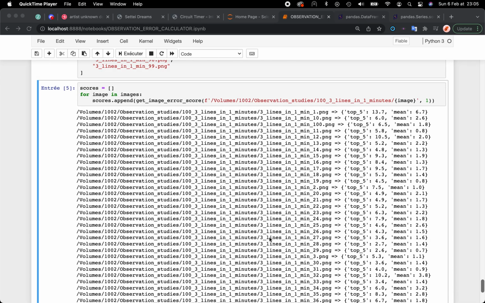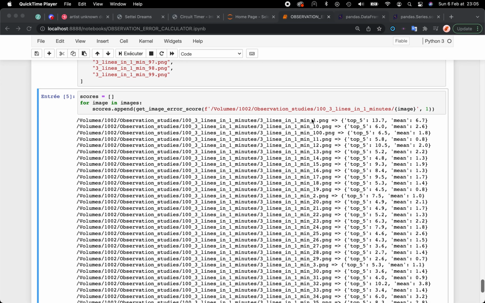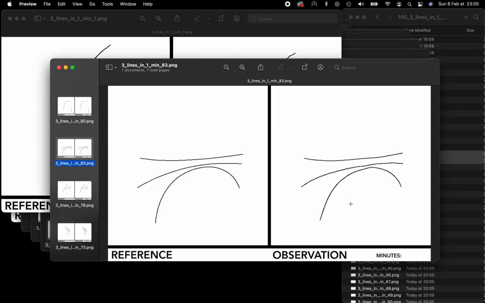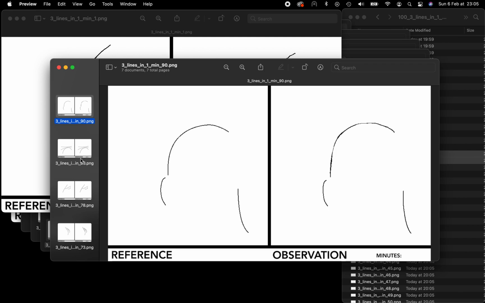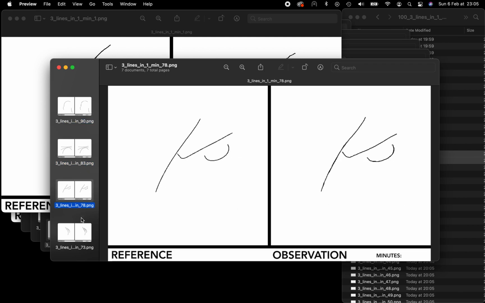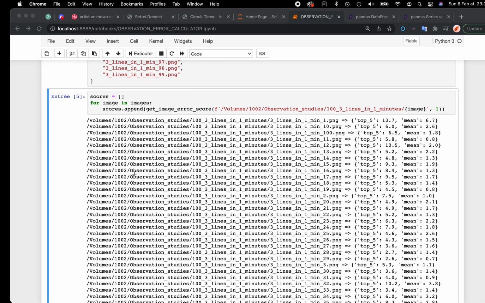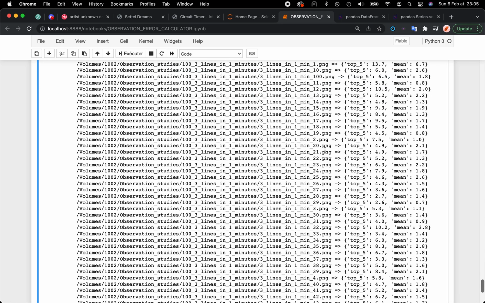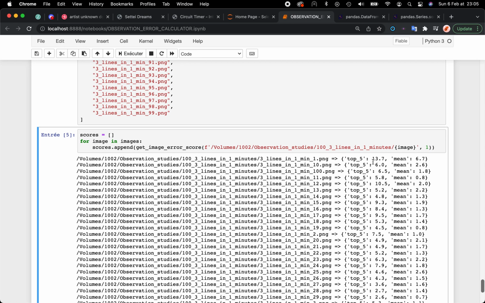Hello everyone. Today I finished my 100 studies of 3-line drawings in 1 minute, which basically look like that more or less for each study. And what I've done after that, I've put them inside of my software to compute my top 5 error.